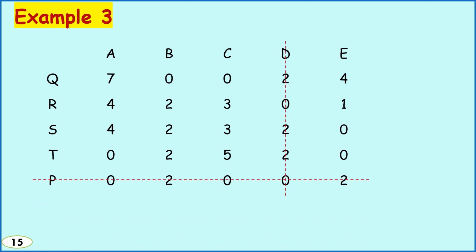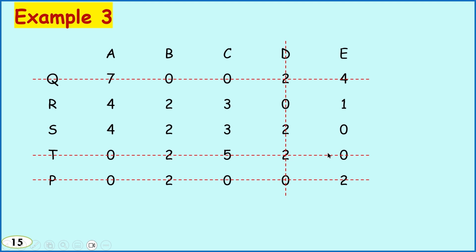Then you go to the other zeros. Here there are 2 zeros, here there are 2 zeros, and here there are 2 zeros. Now, in order to cover the other zeros, you draw more lines. Here, this is another horizontal line, and again one more horizontal line we will draw here, which also covers the zeros. Here also it covers 2 zeros. Now there is only 1 zero.